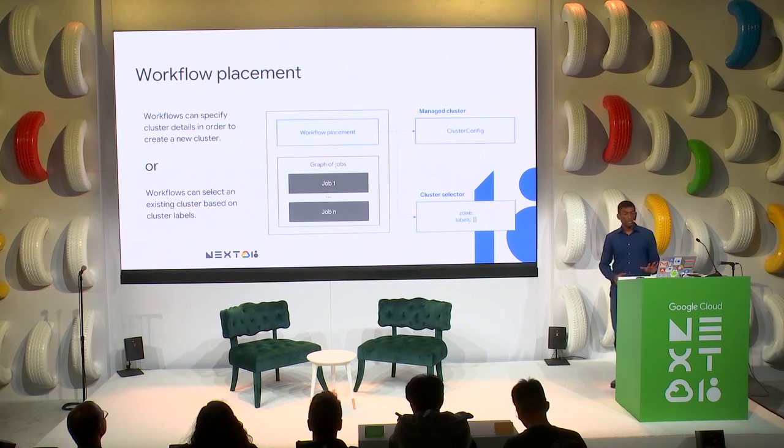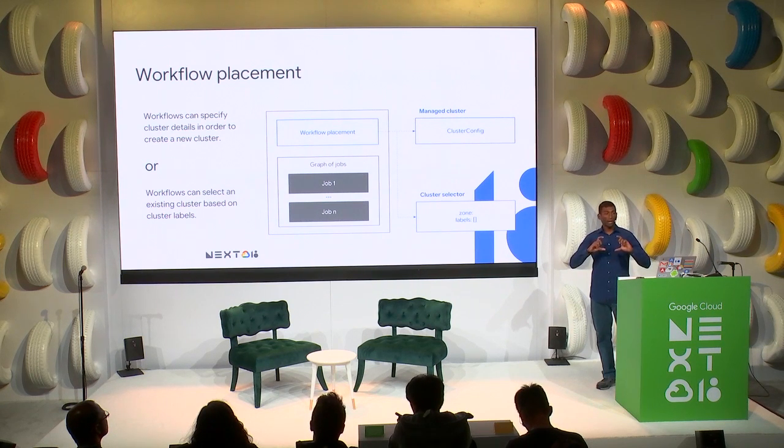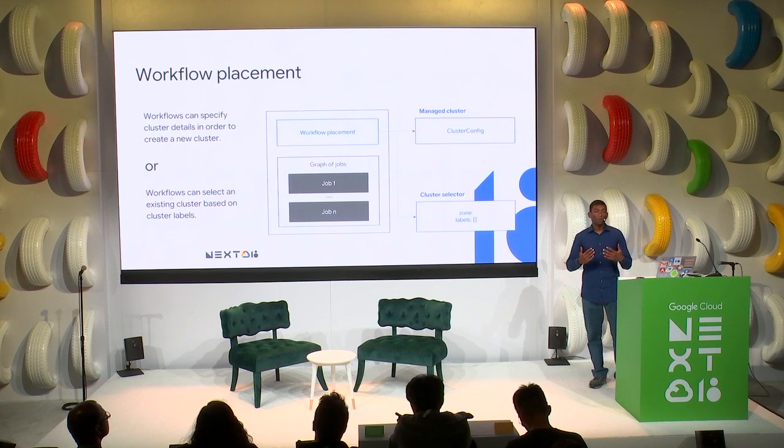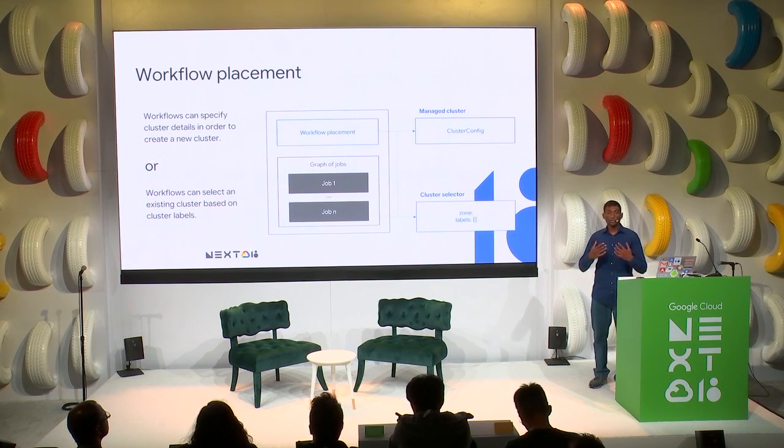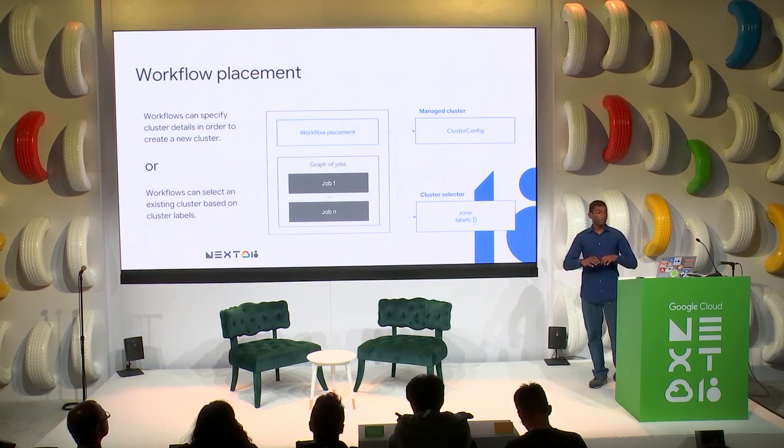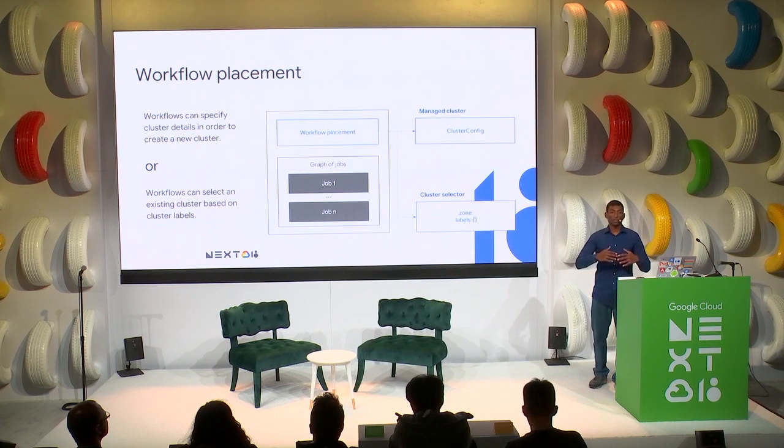Just kind of one deep dive here. With the workflow cluster, you can either specify a cluster that the workflow will create just for those jobs and tear down at the end, or you can give it a selector. So if you want to manage your own pool of clusters, like let's say you have several clusters with the same label, then you can ask the workflow API to run jobs on the least loaded cluster with that label.